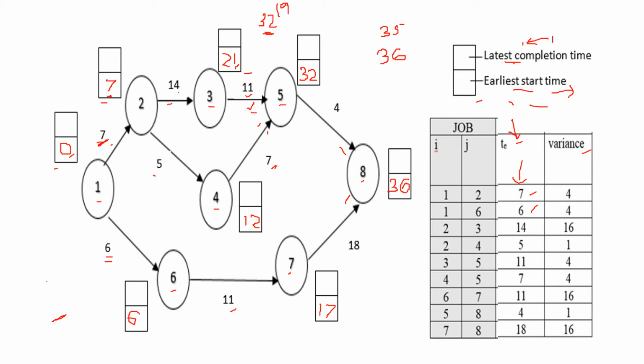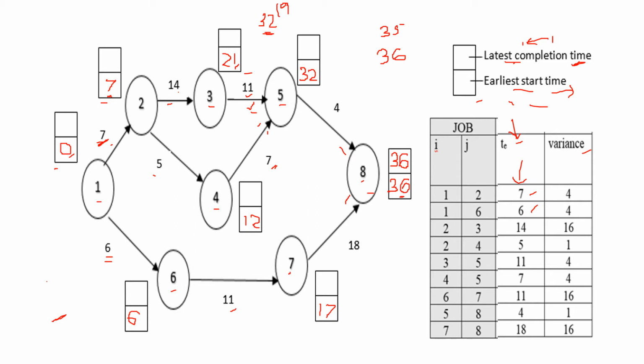Now you find the latest completion time. So that is the backward pass. That is, from the destination we are starting. So always for the last node, here the destination node is 8, right? And for that node, earliest start time is 36. So the latest completion time, you have to write the same value, that is 36.